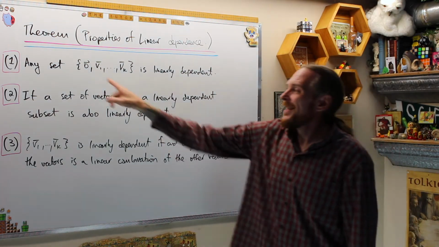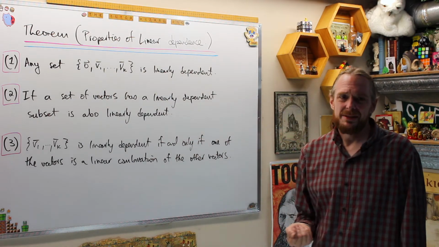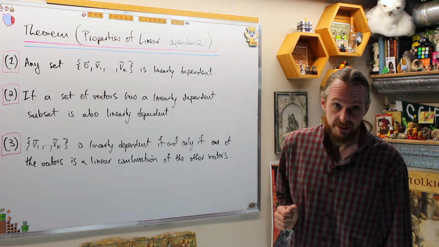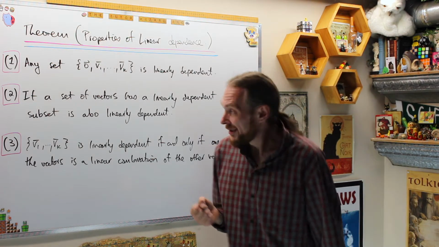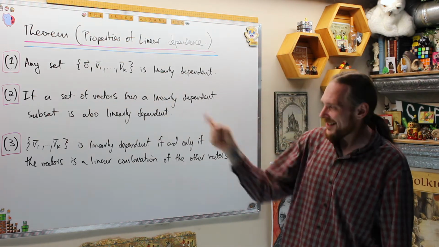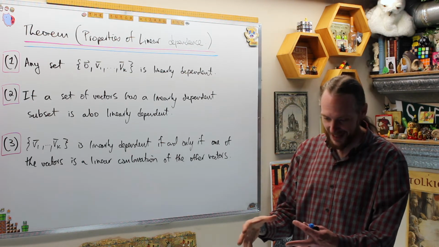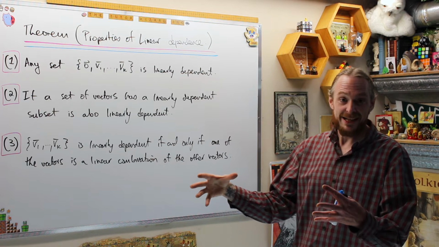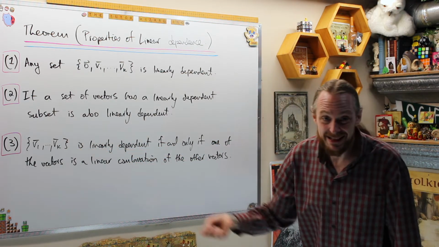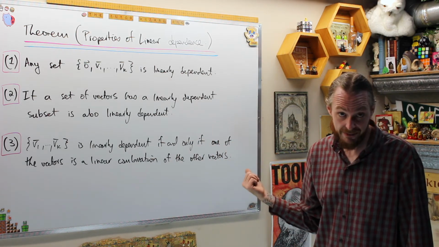Property 1 says if 0 is in a set of vectors, this is always linearly dependent. You can't put the 0 vector in a set of vectors and have independence. This is good to know. You can't use the 0 vector if you want it to be a basis. Property 2 says if you have a set of vectors which has a linearly dependent subset, then that set itself has to also be linearly dependent. You can't have a subset which is dependent and then add vectors and be independent somehow. Property 3 says that a set of k vectors is linearly dependent if and only if one of those vectors can be written as a linear combination of the other vectors.